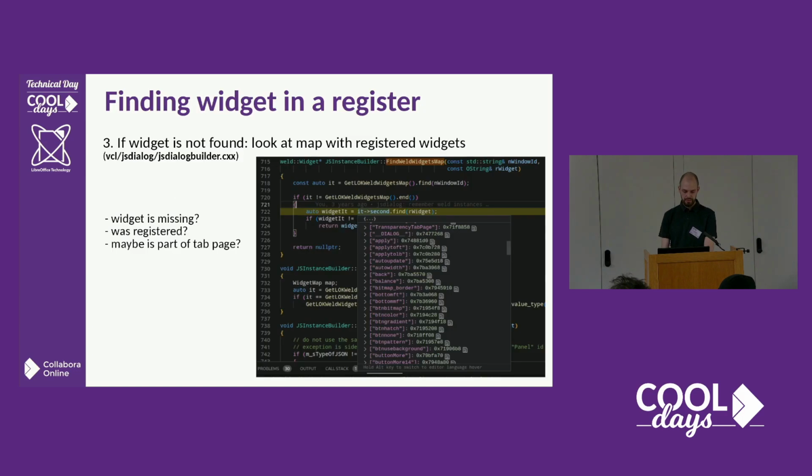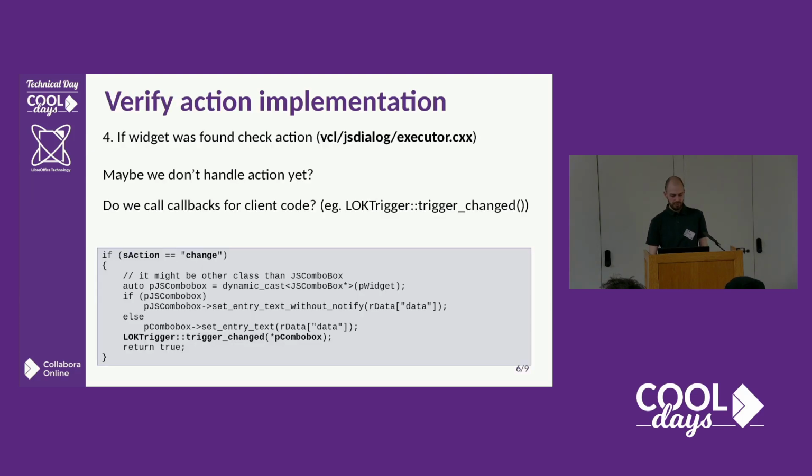So we can inspect the register with all the widgets we register while building the dialog, for example in the debugger, and we can check if our widget is there. If it's there, it was correctly initialized. If it's not, probably we don't have the wrapper prepared for JSDialogs for that type of control. So we have to implement that. But if we found the correct widget, below in that execute action function, we should implement some handling code for that type of command.